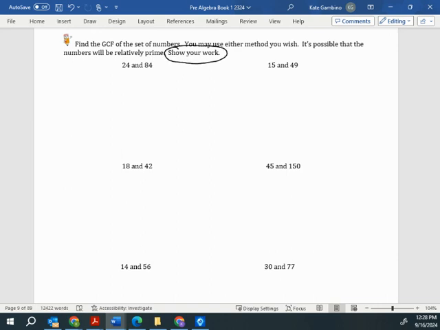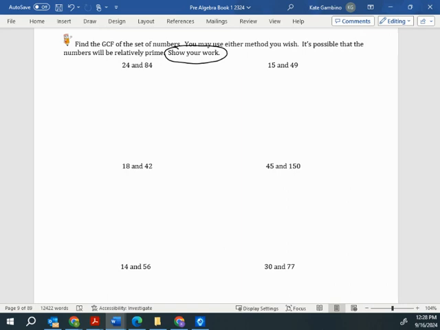I should be able to look at your assignment and say, oh, you did the listing method. Oh, you did the table method. Oh, you did the prime factorization. You have to show your work. You cannot just look at it and say, oh, I know 40 and 72, the greatest common factor is 8. I'm going to put in 8 and be done. When we do our homework, we always, always, always show our work.